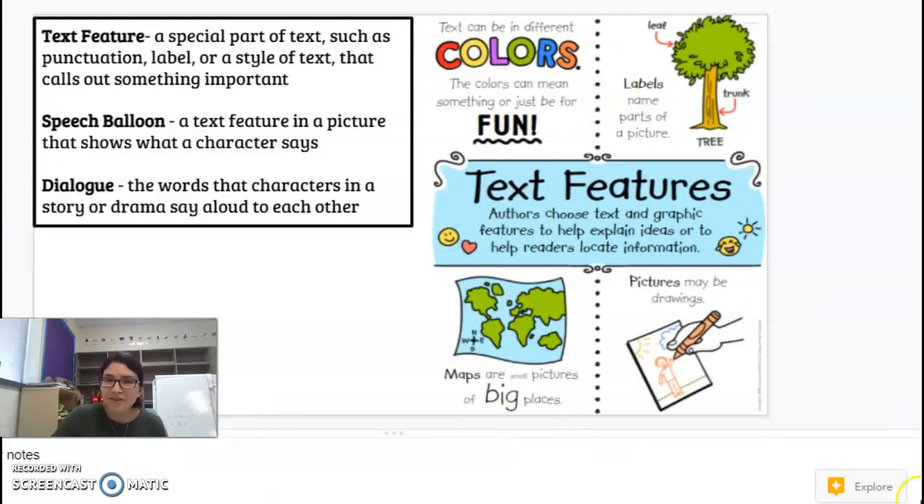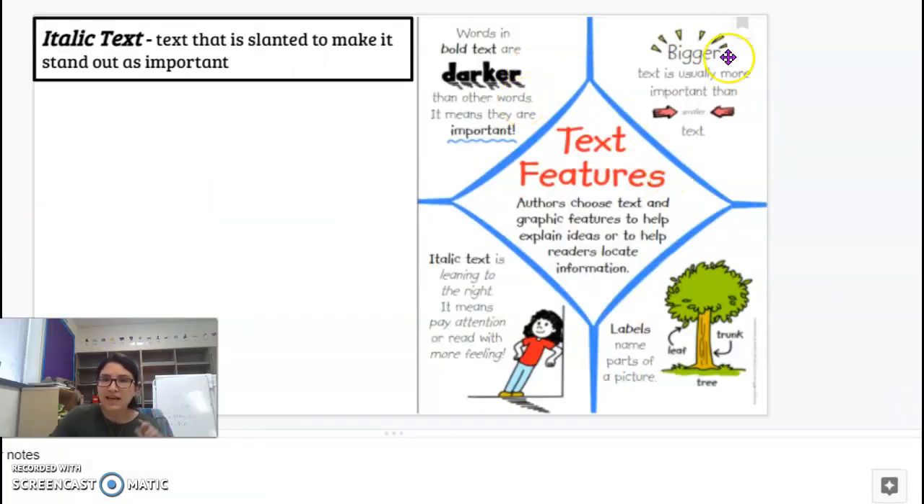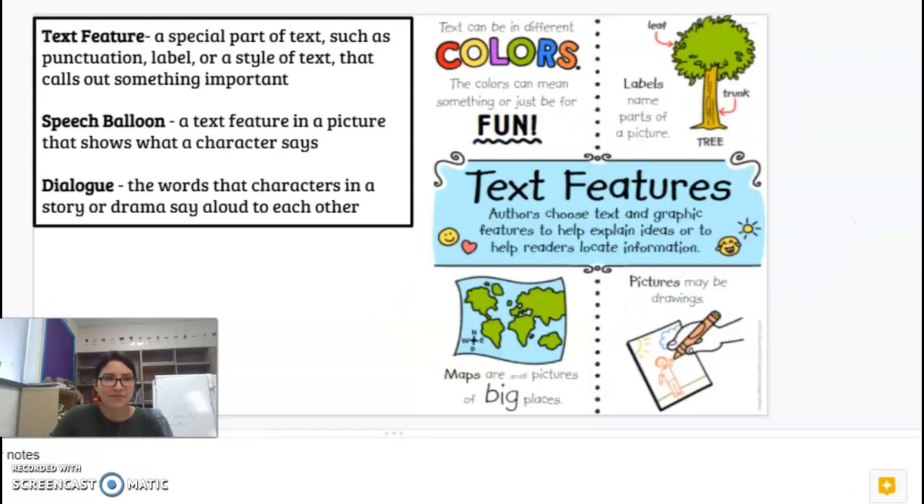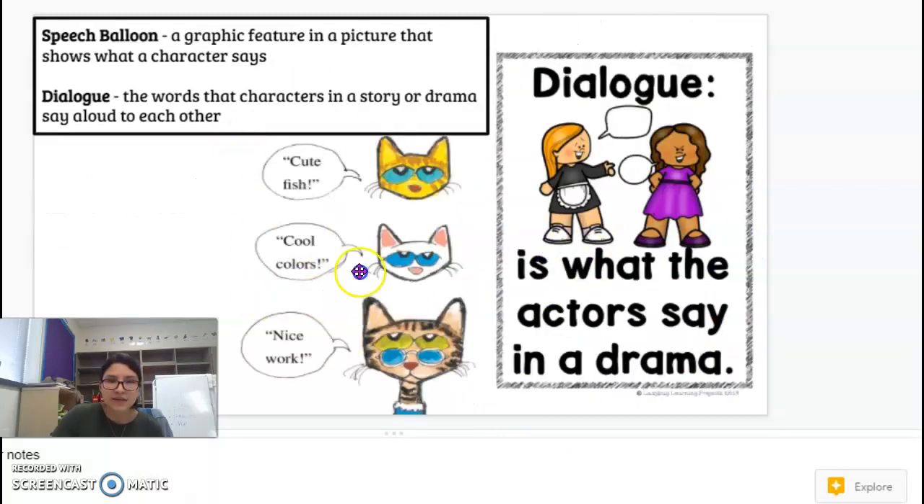All right, so I hope you enjoyed learning about those different text features. So we've gone over bold text, bigger text, labels, italic text, which is slanted. Let's see, text that is in color, pictures, maps, speech balloons, and then dialogue. And then what was the new example that we just went over? Curved text, right? So that's whenever the text is curved, and it makes the reading more fun. It's wrapped around, and when we're reading it, it just kind of makes it look and feel more fun when we're reading, okay? So that's that.